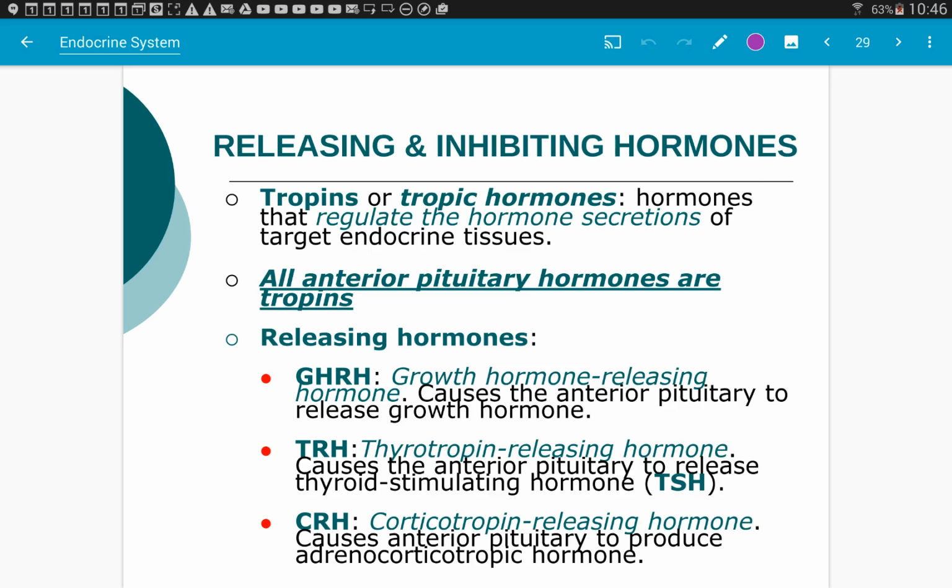So we're going to talk about releasing hormones now. And in fact, there are also inhibiting hormones. Releasing hormones and inhibiting hormones are all coming from our hypothalamus.